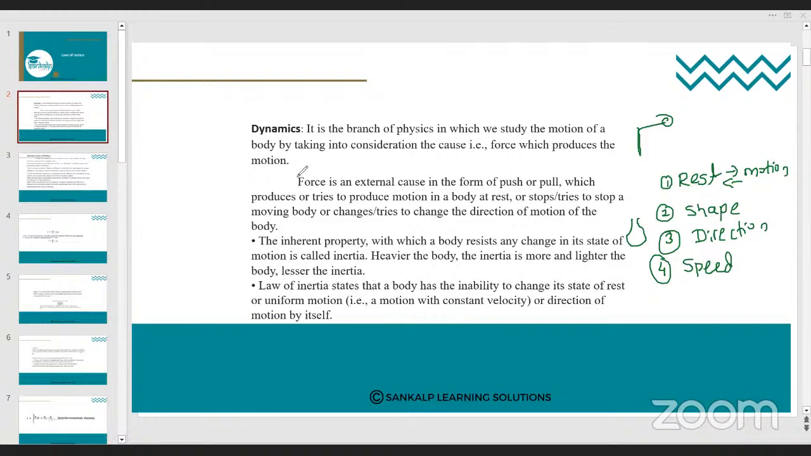So this is the force. What do you mean by force? What all changes we can bring when the force is applied on a body? One more point we can say here. For example, if the object is at ground level, we can change the height of the object, and bring the object to a certain height by the application of force.